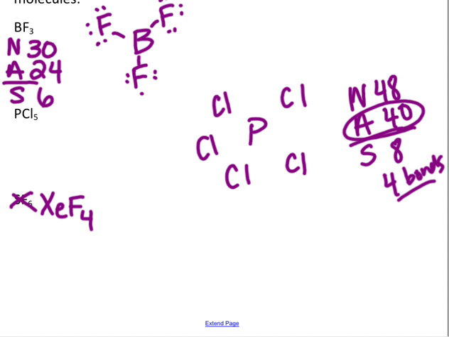So let's start counting together. I start with the bonds. 2, 4, 6, 8, 10. Now go to the outsides. 12, 14, 16, 18, 20, 22, 24, 26, 28, 30, 32, 34, 36, 38, 40. Are we done? Yes. If I would have had 42, I would have then placed them as a pair on the center, if there's any extra. Okay?